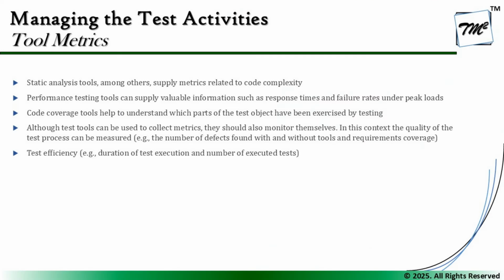Okay. Also to add here, although test tools can be used to collect metrics, they should also monitor themselves. In this context, the quality of the test process can be measured. That means the number of defects found with and without the tool's help. So it's not that the metrics are only related to the process and the project activities which we are doing, but the tool should also be capable of capturing the information about its own effectiveness. Like with the help of the tool, this is what we could do, and without the tool, we could not have done this, or probably manually this could have been difficult to do in terms of the effectiveness of the process.